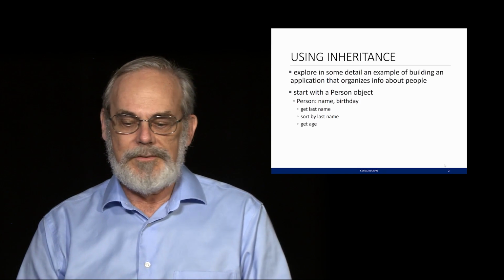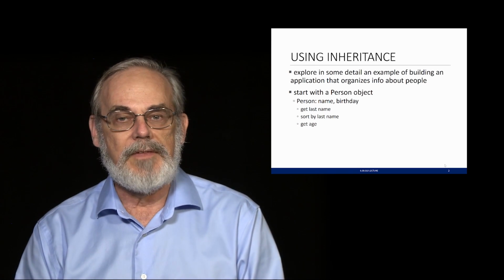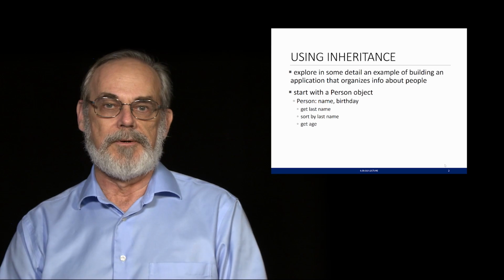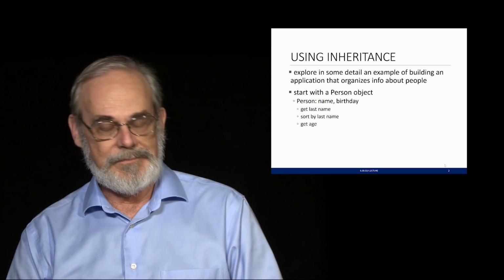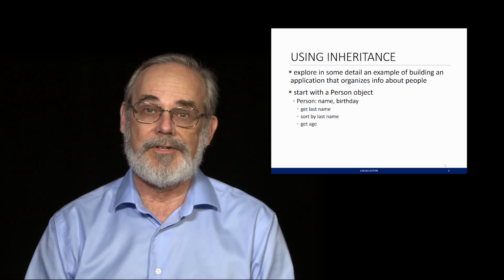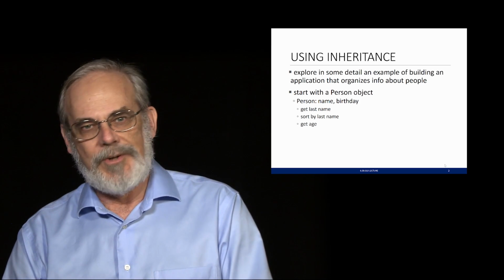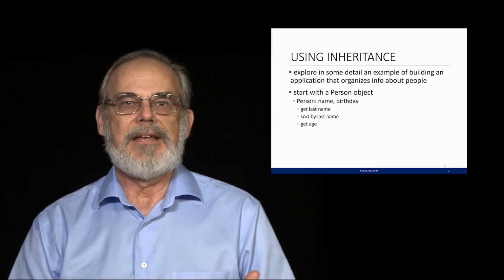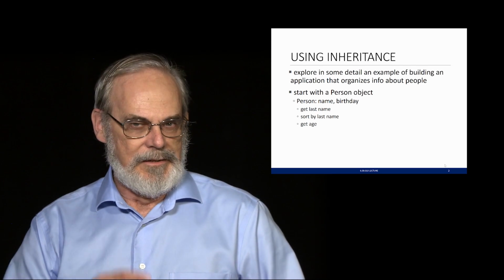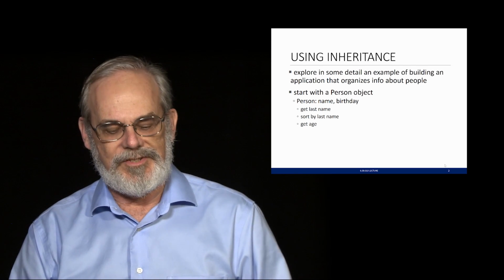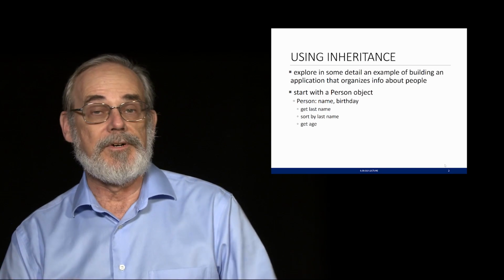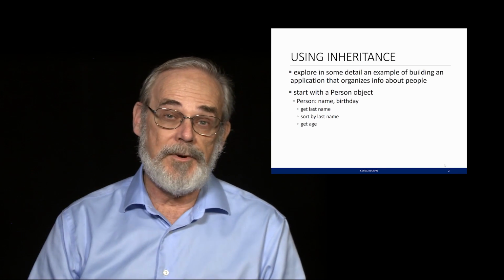The example we're going to use is to build a little system that organizes information about people. And if that's what we're going to do, an obvious place to start is with a person object. Of course, I could add lots of different data attributes to a person object. For the sake of just building the system, we're going to start with some simple things. So a person is going to have a name. They're going to have a birthday.